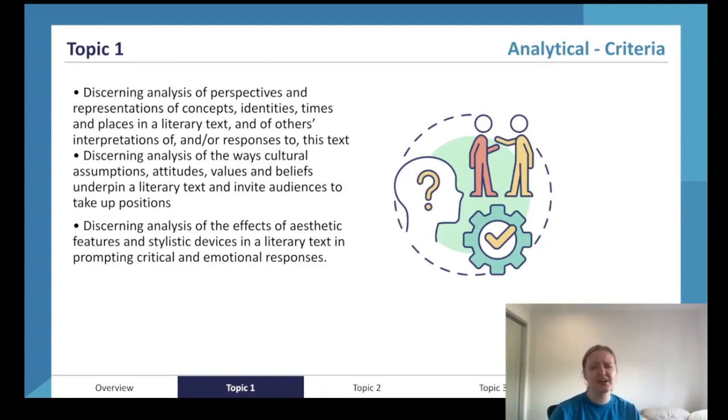And then finally, discerning analysis of the effects of aesthetic features and stylistic devices in a literary text in prompting critical and emotional responses. So again, this is not just alluding to your analysis, being able to pull apart aesthetic features and stylistic devices and thinking critically about the way that the author has used them or why the author has used them, but it's also alluding as well to the importance of audience positioning.